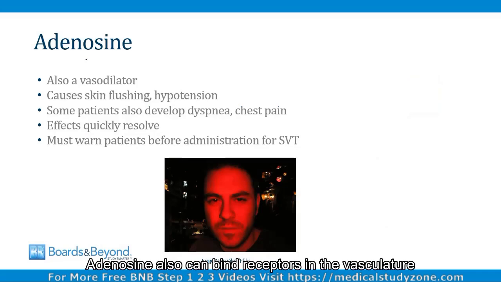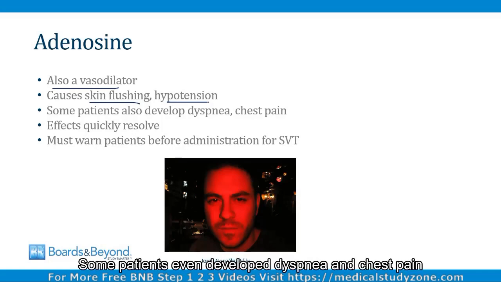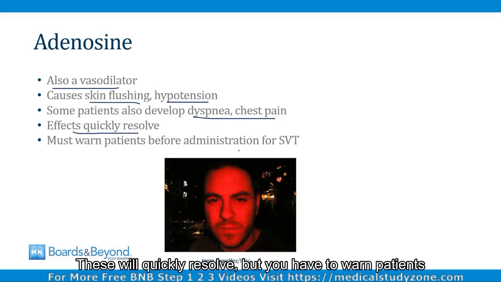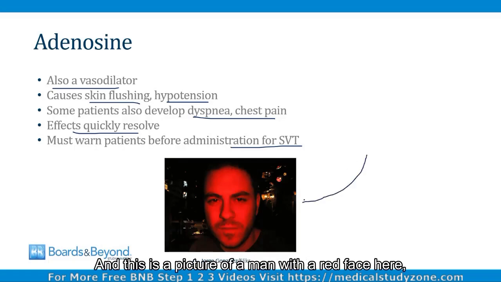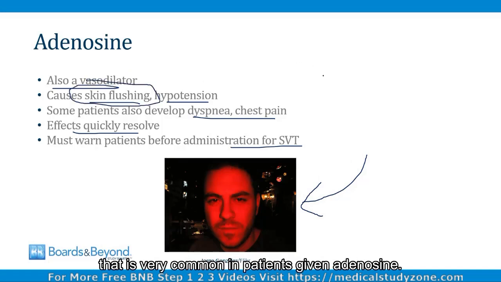Adenosine also can bind receptors in the vasculature that cause vasodilation. What this means is when you administer it, patients often develop skin flushing. They can develop hypotension. Some patients even develop dyspnea and chest pain because of the vascular effects of adenosine. These will quickly resolve, but you have to warn patients before you give them adenosine for an SVT. If you ever get to do this in the emergency room, you need to warn the patient that they may briefly feel unwell, but that it will pass quickly, and then the arrhythmia should be gone. And this is a picture of a man with a red face here, just to remind you of the skin flushing that is very common in patients given adenosine.